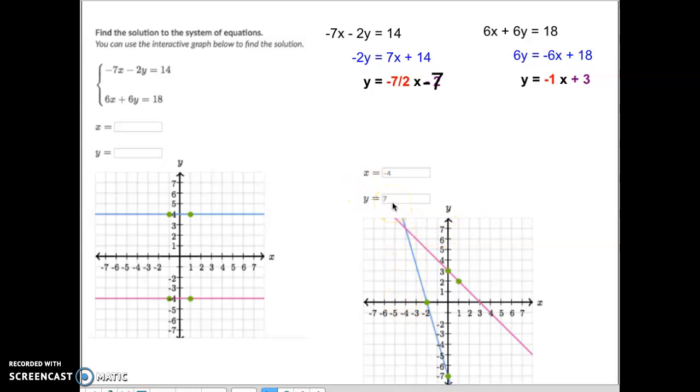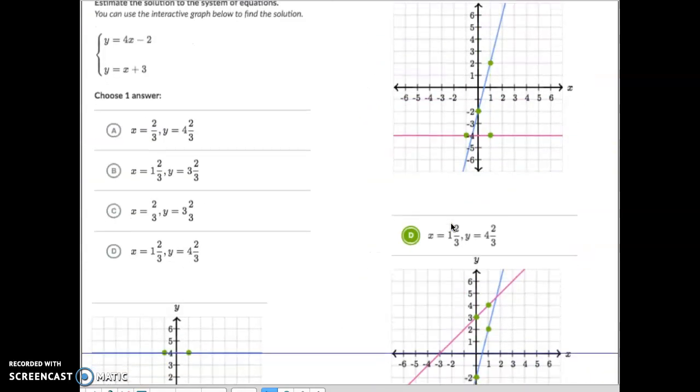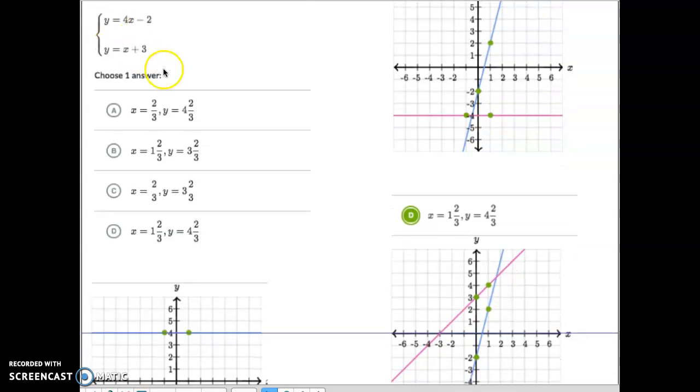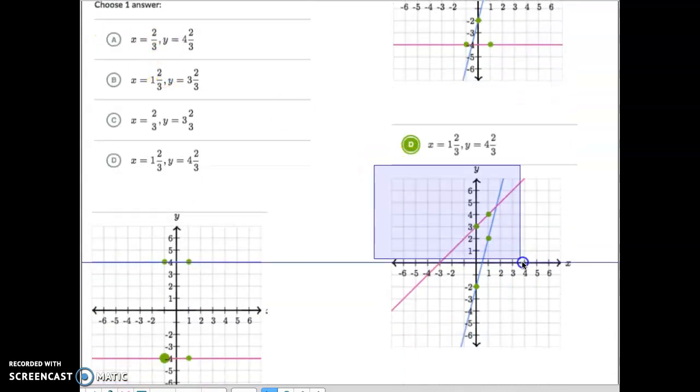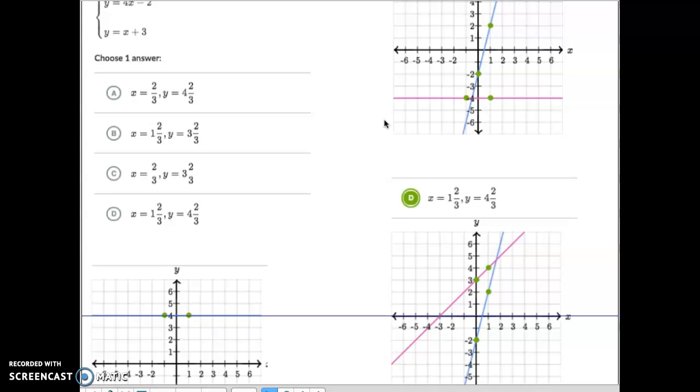So if you get this type, remember, you have to change it into y equals mx plus b. Then once you do that, graph it, and then find out where the two lines cross, just similar to this one. If they give it to you in y equals mx plus b, you just need to graph them both, and then find out where the two cross and answer your question. Hopefully this isn't too difficult for you.